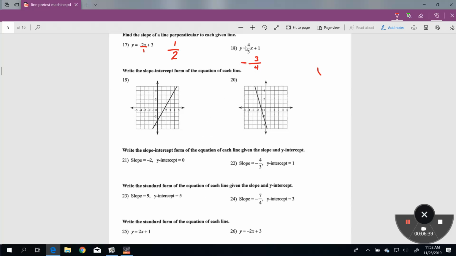So they're always backwards of each other as far as the sign goes. We call it the negative reciprocal. One's positive, one's negative, and they are reciprocals of each other.